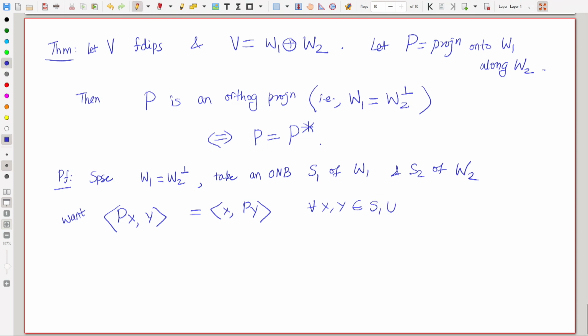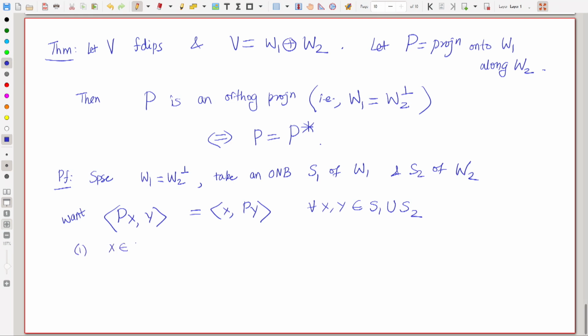So I will just take this particular basis. If we take all pairs x comma y in S1 union S2 and then try to show that these two sides are equal. Okay. So let us do this. We have to look at various cases. There are 4 cases: both x and y come from S1, both come from S2, and so on. So let us do one of them.